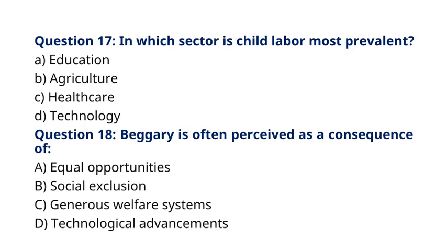Question 18. Beggary is often perceived as a consequence of A. Equal opportunities, B. Social exclusion, C. Generous welfare systems, D. Technological advancements. The correct answer to question 18 is option B. Social exclusion. Explanation: beggary is commonly associated with social exclusion, where marginalized individuals or groups lack access to resources, opportunities, or social support networks, leading them to beg for survival.